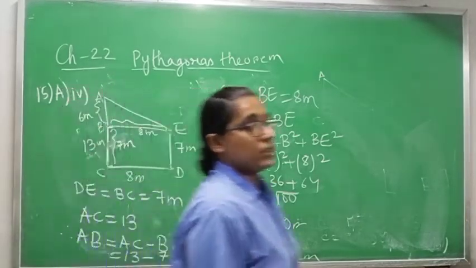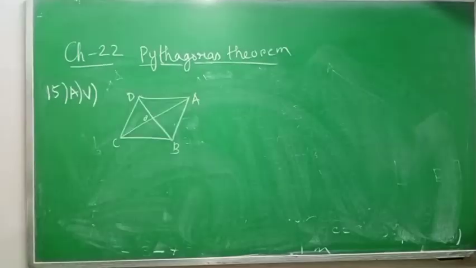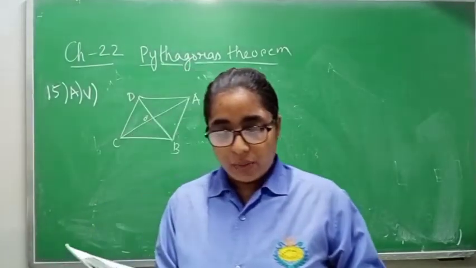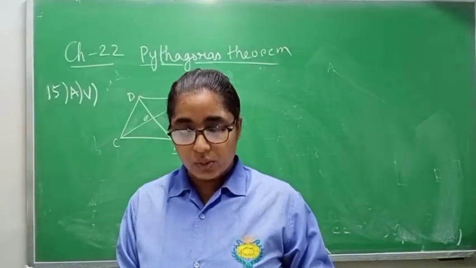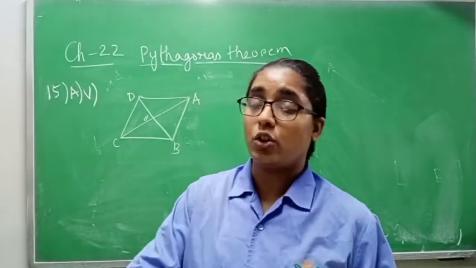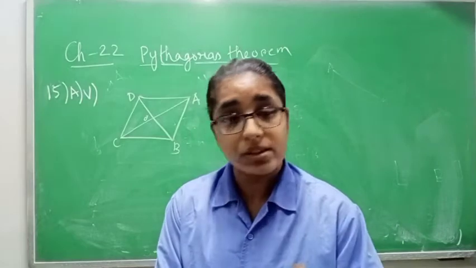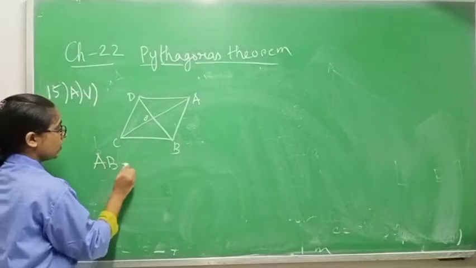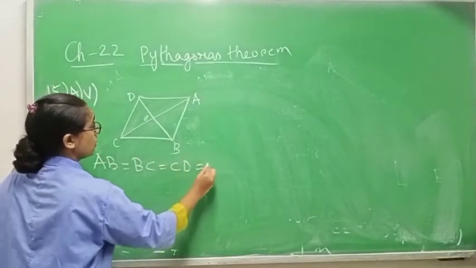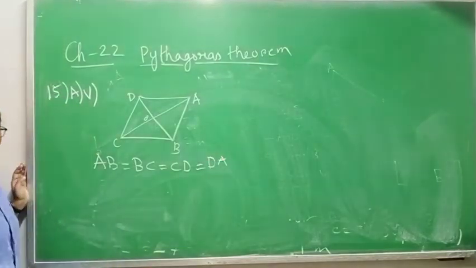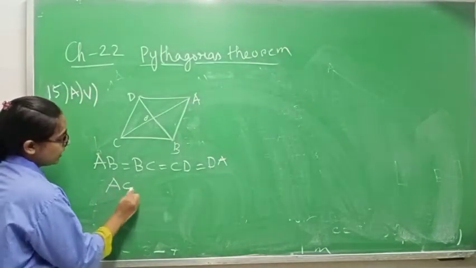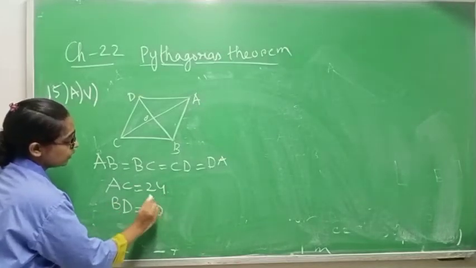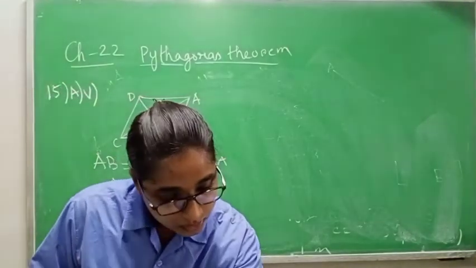Okay, complete this one. Class 10, see question number 15A5. It is written, if the length of two diagonals of a rhombus are 24 cm and 10 cm, the perimeter of the rhombus is. You know that all the sides of a rhombus are equal. So I have made one rhombus ABCD, and we know that AB equals BC equals CD equals DA. Means all sides of a rhombus will be equal. And what is given to you? AC and BD, means two diagonals are given to you. One is 24 and another one is 10 centimeter.